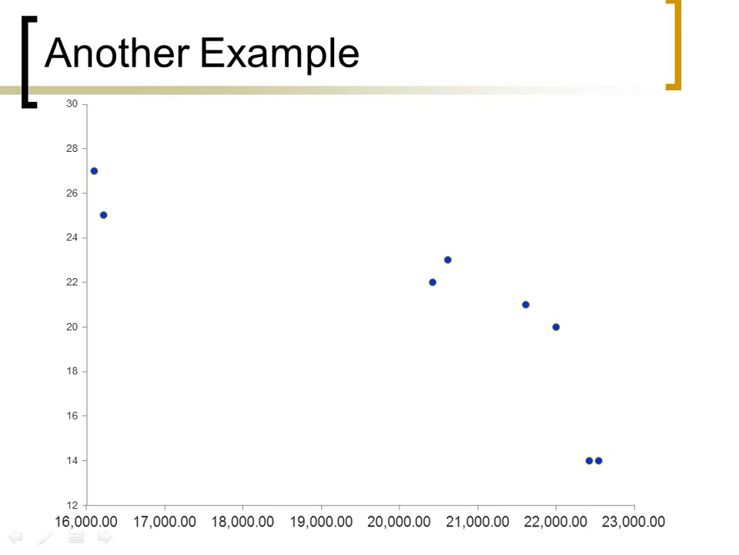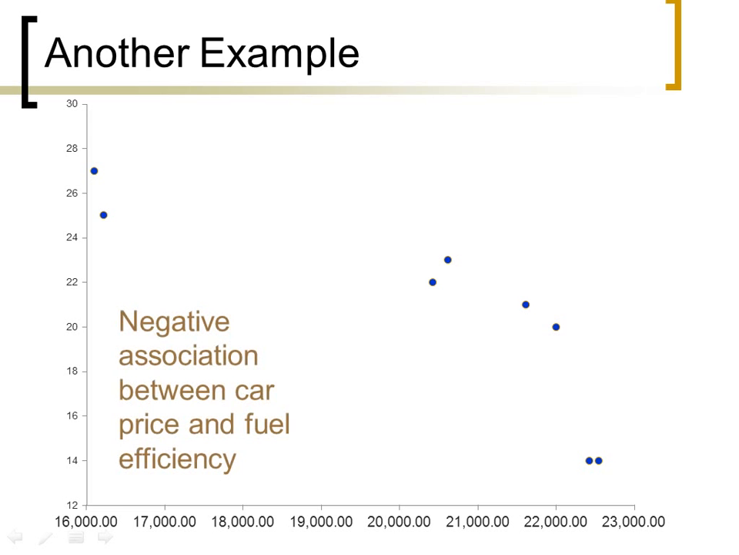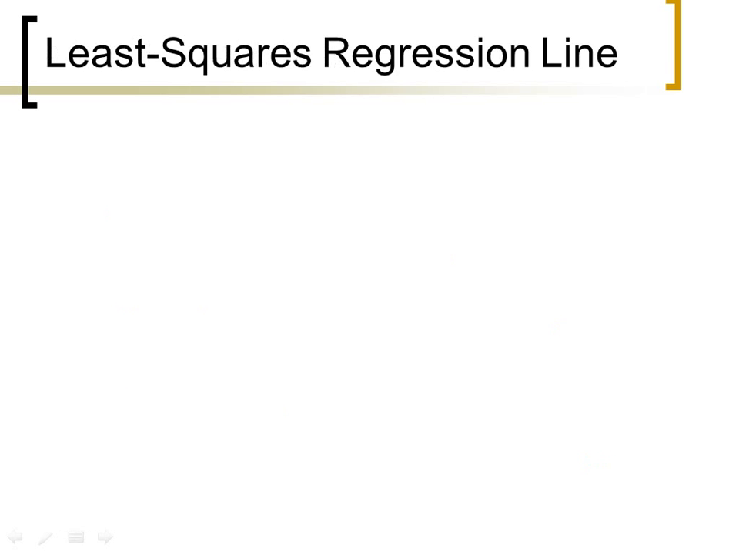Here's another example where we can see that a straight line might not fit very well, but it would be a negative situation going down there. Here's a negative association between car price and efficiency, as we've seen before.